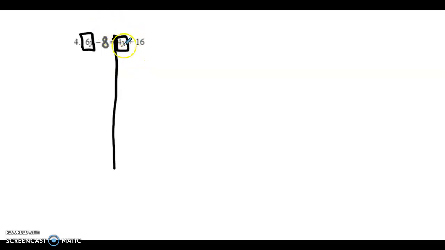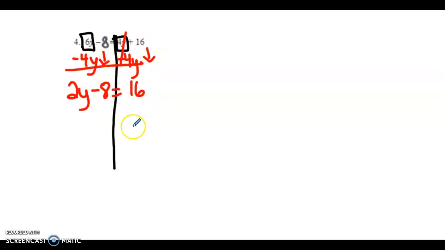So I'm going to get rid of my smallest one, which is 4y. And I'm going to get rid of it by subtracting 4y from each side. That will cancel. 6y's minus 4y's is 2y's. Bring down my -8. Bring down my 16.